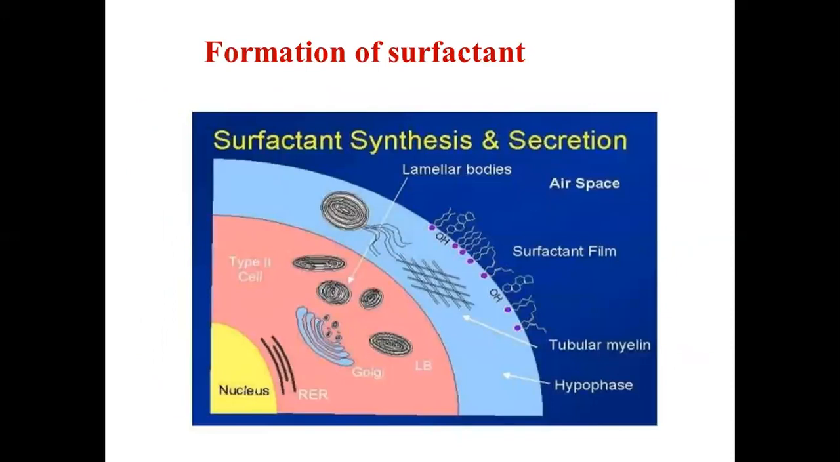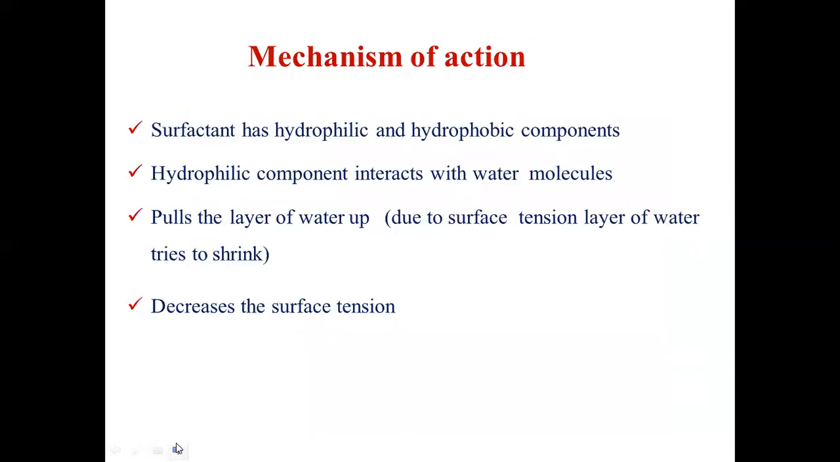So what we have here are the lamellar bodies. These are type 2 cells, and they have lamellar bodies inside, formed from the endoplasmic reticulum. Then they are secreted, and with the tubular myelin, they form a meshwork. With the apoproteins and surfactant proteins, they form a layer. So here is the air space, here is the fluid space, and in between, a film of surfactant is layered.